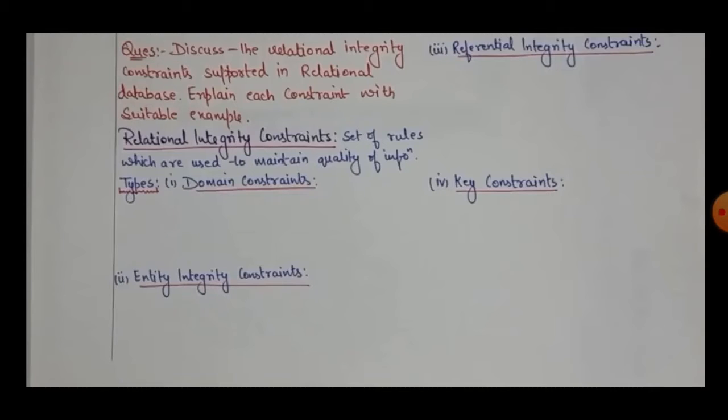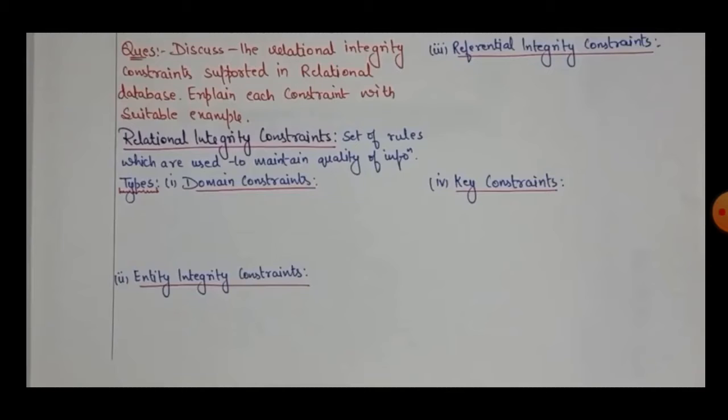The constraint means some rules and regulations. The integrity means the validity of data, or you can say the quality of data. Relational means, as you all know, we are storing the data in relational form, in the form of tables. So relational integrity constraint means a set of rules which are used to maintain the quality of information.